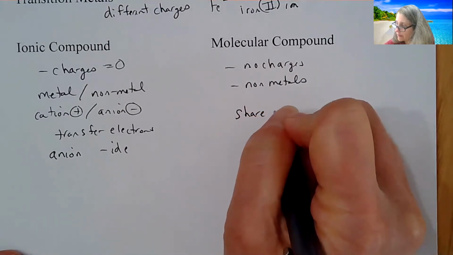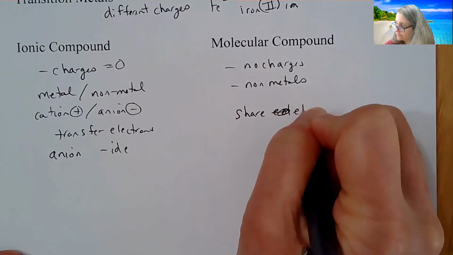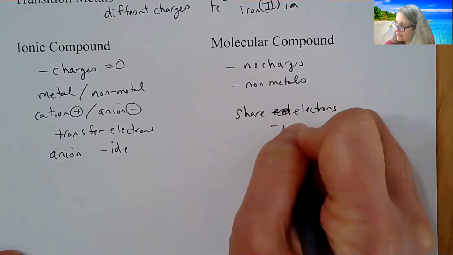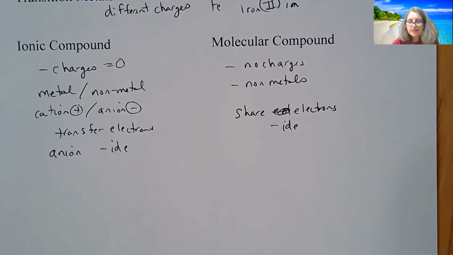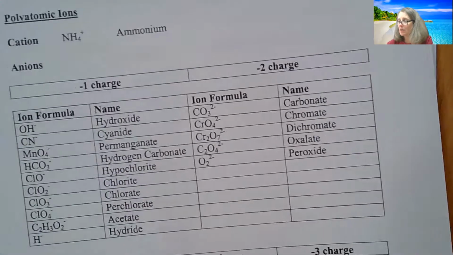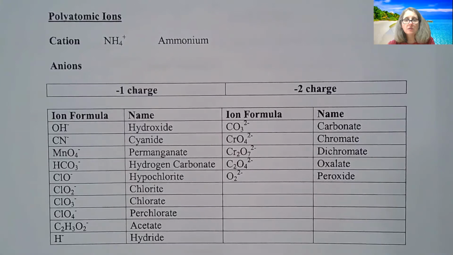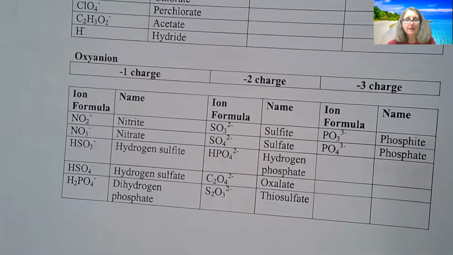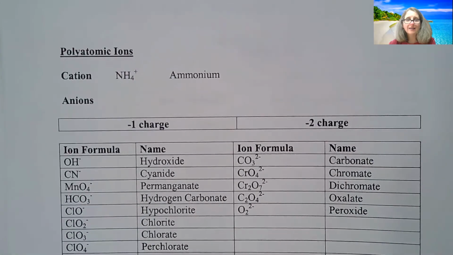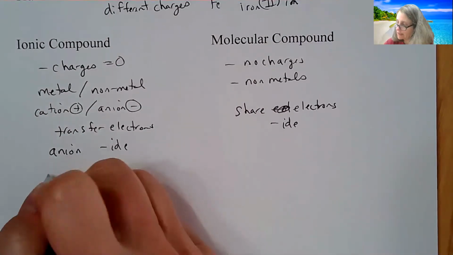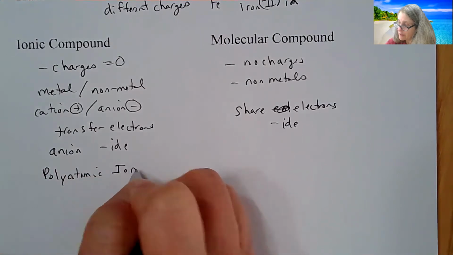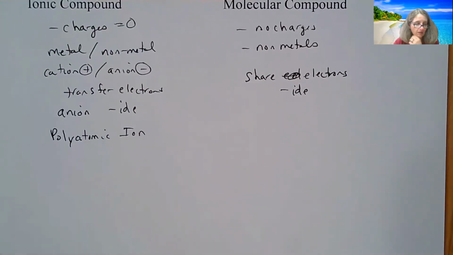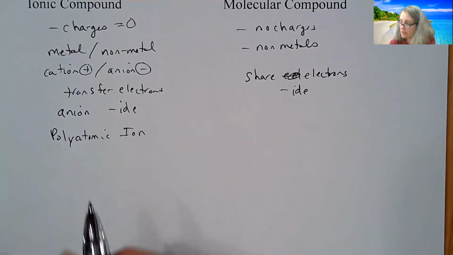Now, in molecular compounds, you are sharing electrons, but they do end in IDE as well, unfortunately. It'd be nice if they had a different system. Now realize if they don't end in IDE, that's generally because they are what we call a polyatomic ion. This was the list that I gave you in your summer packet. So these are what we call polyatomic ions. You just have to be aware of their naming system. You're just going to memorize some of those names. I'll give you some hints here.